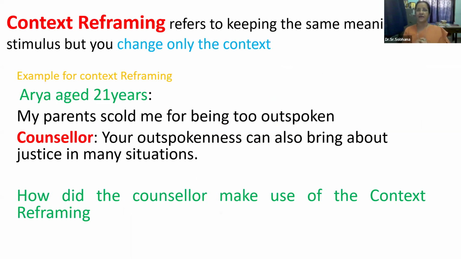Here, context reframing is keeping the same meaning and the stimulus, but you change only the context. Here the preference is only the context. Again, an example: Arya is aged 21 years. She says, my parents scolded me for being too outspoken. Just see the reply of the counselor: Your outspokenness has brought about justice in many situations. Let's reflect just a few seconds. How did the counselor make use of this context reframing?